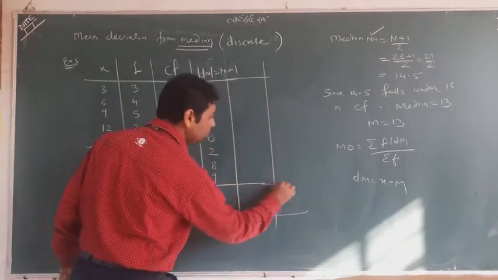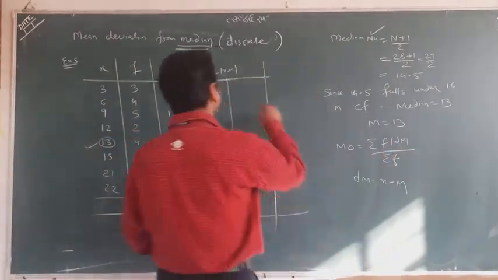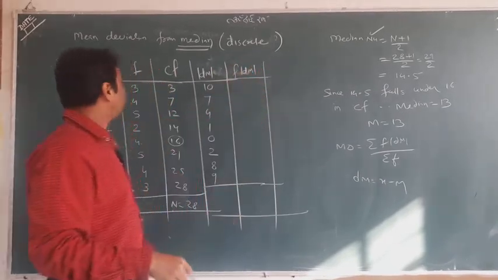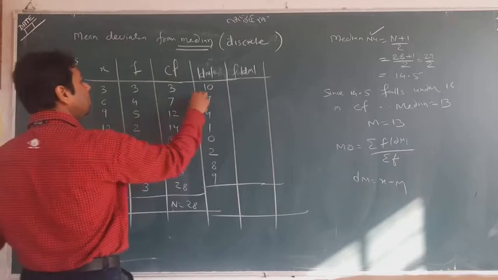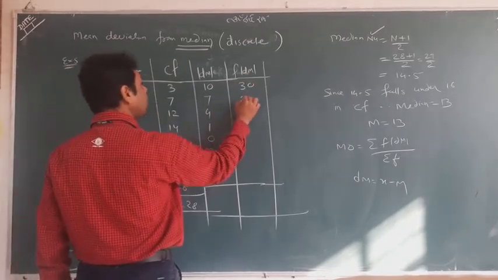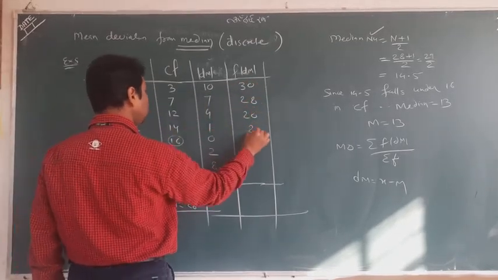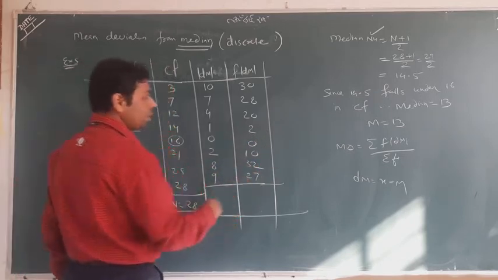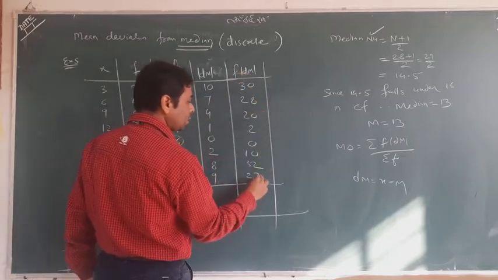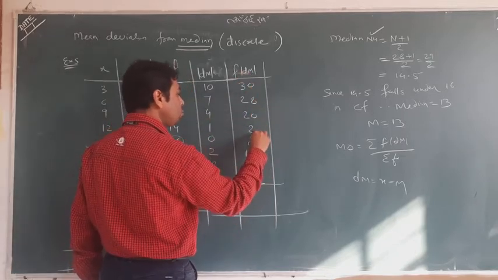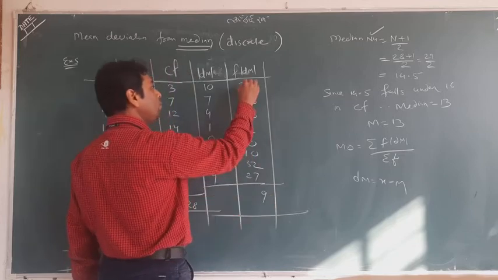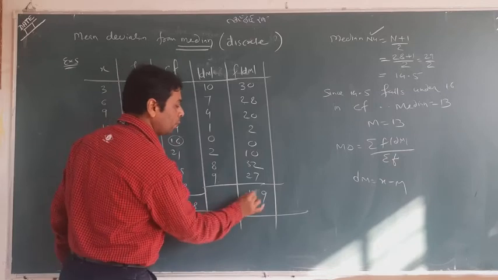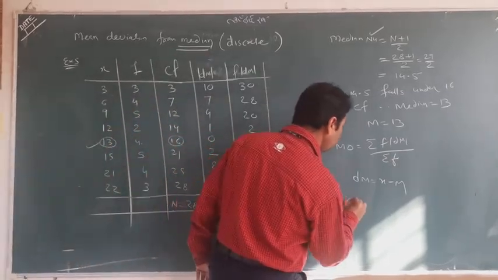After finding dm, what will you find? One more column, f dm. So I write here f dm. Multiply. This is 30, this is 28, this is 20, this is 2, this is 0, this is 10, this is 32, and this is 26. Now I will add all of these. So it is 148, or 149 as I got.